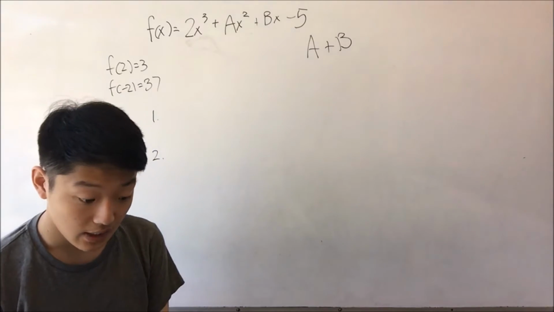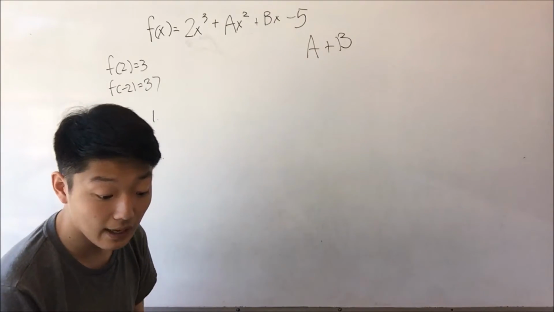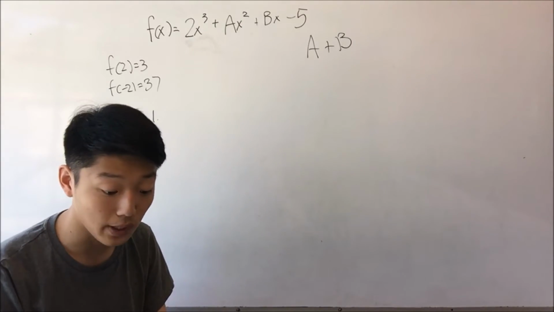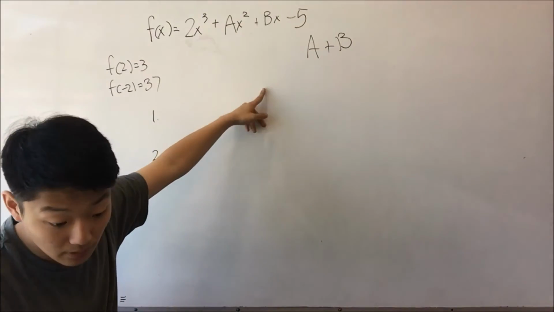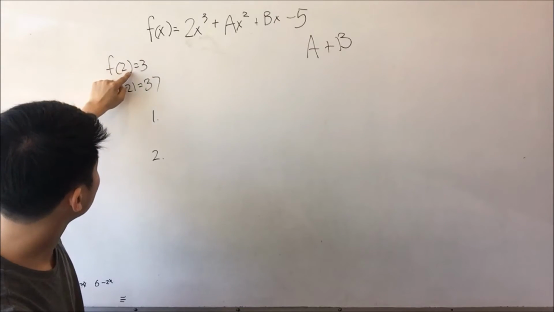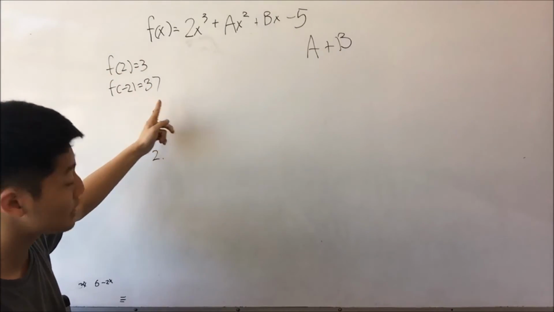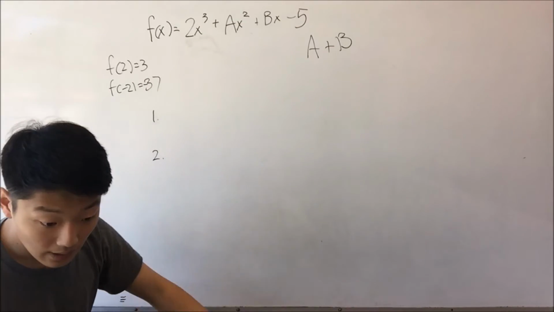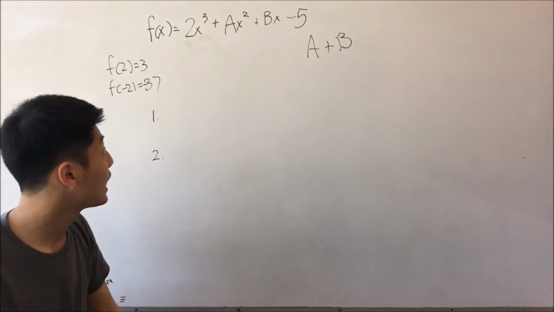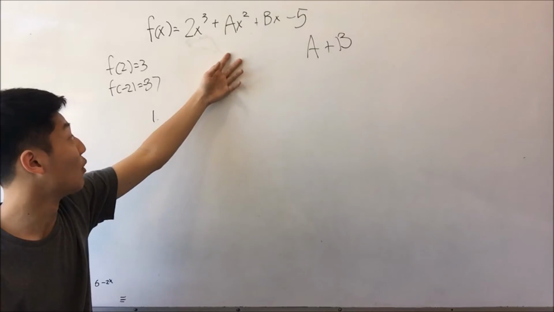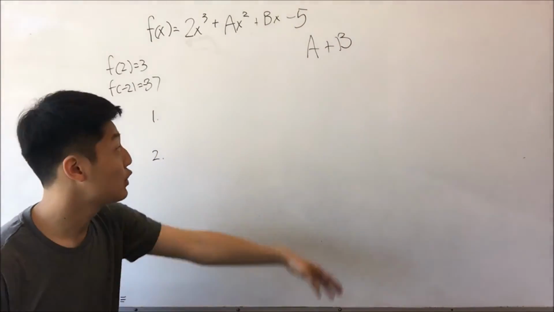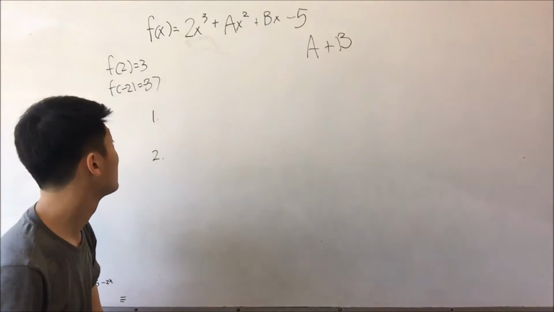Number 12. Number 12 says, if f of x equals 2x to the third plus ax squared plus bx minus 5, and if f of 2 is equal to 3 and f of negative 2 is equal to negative 37, then what is a plus b? So at this point, we have more variables, a and b, and we have to solve for a and b to solve for a plus b. So let's do that.